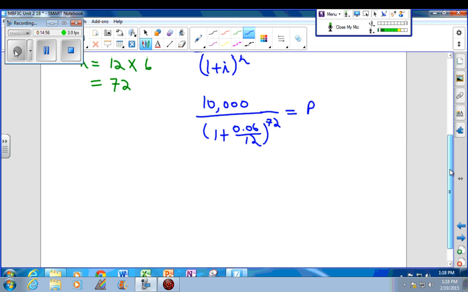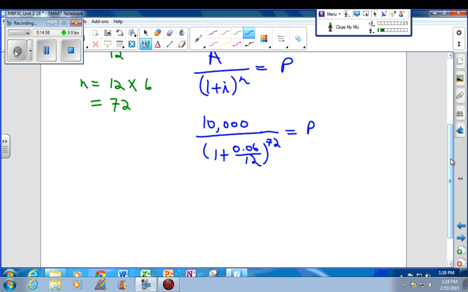And so now we just got to crank this whole thing into the calculator. So the way I'm going to do it is the way I talked about doing it yesterday. You can do it in any order you want, but I just find it easier to start down here. I do the fraction first, so it's 0.06 divided by 12 plus 1.